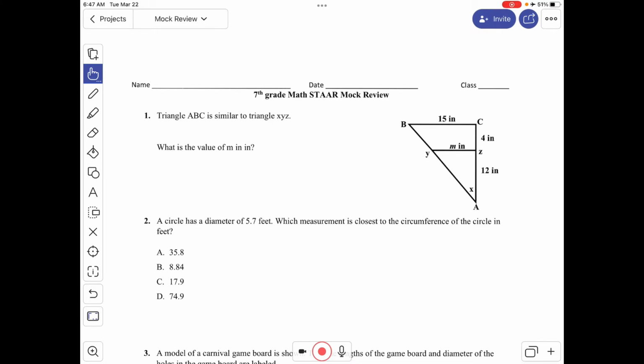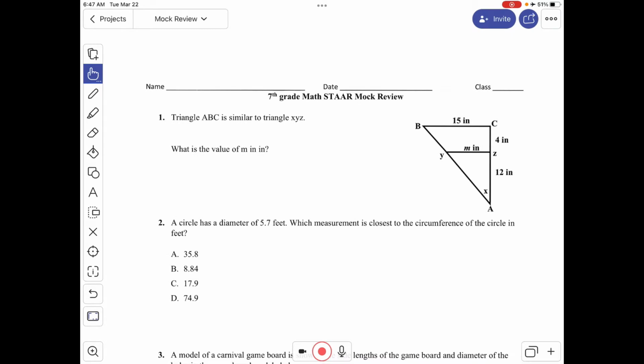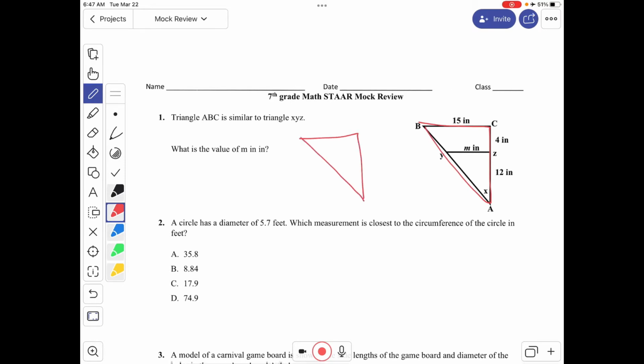Number 1 says triangle ABC is similar to triangle XYZ. What is the value of M? I think it should say triangle. There are two triangles in this picture. There's a big one and there's a little one, and I strongly recommend that you redraw them.